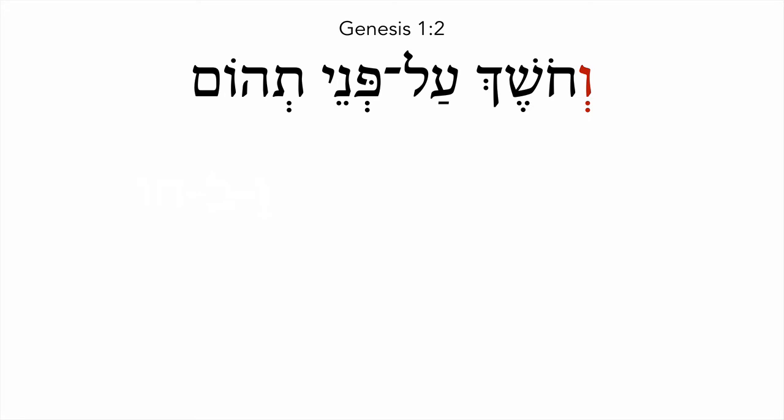Next clause. Ve, choshek. Chet, because it's connected, it's not a hey. Choshek. Shin, segol, the short E. And this is our final kaf, and the two dots in it are actually a shwa. Choshek. Al: ayin, patach, the short A, lamed. Al.